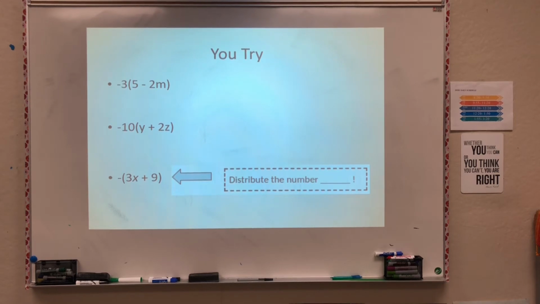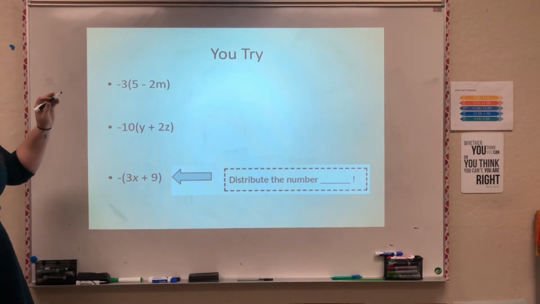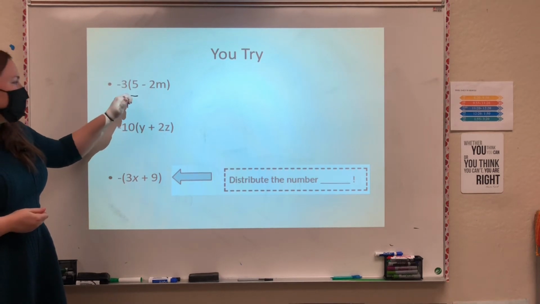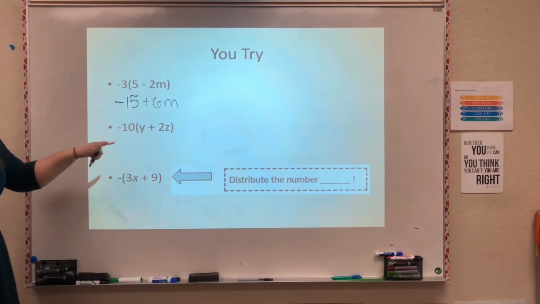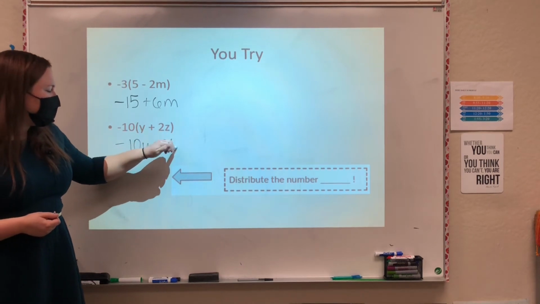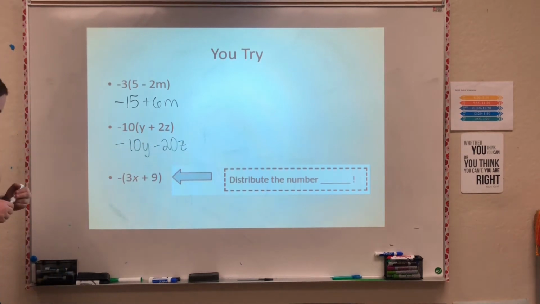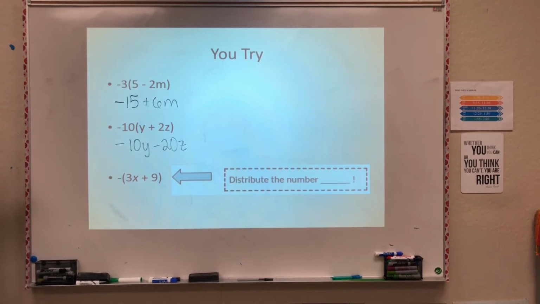Okay, so let's talk through. Let me put some answers up for the first two here. This first one here, you got negative 15m plus 6m. Mm-hmm. And then this one? Negative 10y, negative 20z. Beautiful. Now this last one. I saw the face you made. The face was warranted. It looks weird. Why does this one look weird? Because there's no number in front of the negative sign.